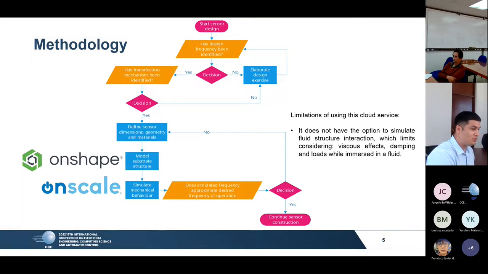The limitation that these cloud services have is that they don't offer the option to simulate a fluid-structure interaction, which is basically the main part of our research, because once we study how the sensor behaves in vacuum, we have to understand how it will behave submerged in a fluid with more density. In this case, normally the frequency tends to change because of the viscous effects, the damping of the fluid, and the loads that are applied to the substrate while it is immersed in the fluid.